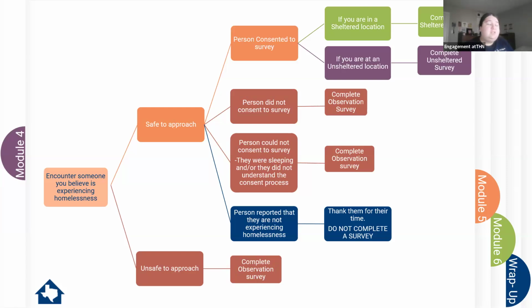Let's say that the person is safe to approach, but they didn't consent to the survey, or the person couldn't consent to the survey because they were sleeping or didn't understand the consent process. In those cases, we're going to do an observation survey. Let's say that we approach someone and they report to us, hey, I'm not homeless. We'll thank them for their time and not complete a survey. But let's say that we encounter someone we believe is experiencing homelessness, and we're in a situation where it's unsafe to approach. Maybe there are barriers, maybe it's a very wooded area. In those situations, we'll do an observation survey.